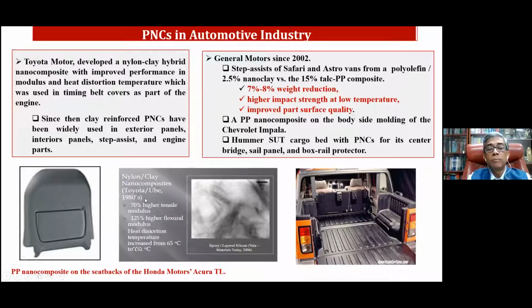This has been developed by the Toyota company, and they show 70% higher tensile strength modulus, 125% higher flexural modulus, and the heat distortion temperature also changed considerably. And this is because of the structure which has gone into polypropylene. If it has been talc, it is a different structure. Now that it is nano clay, it is a success which was done even 15 years back when it was developed.